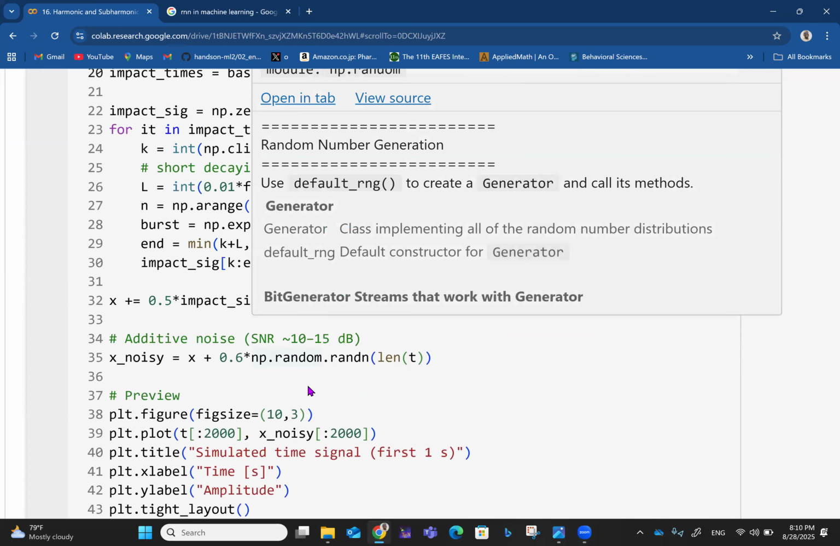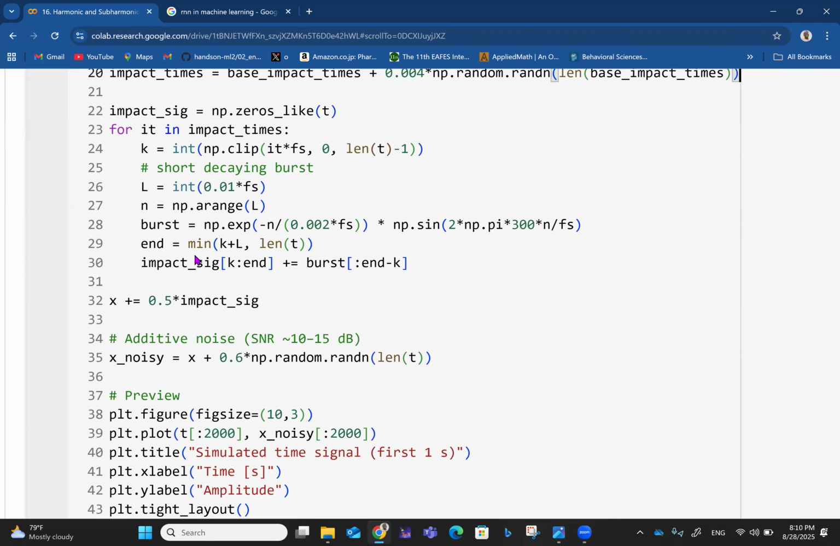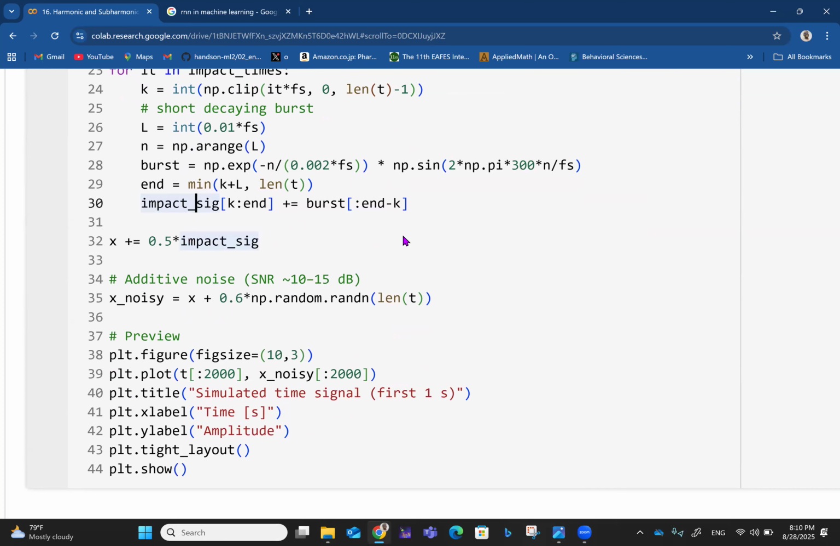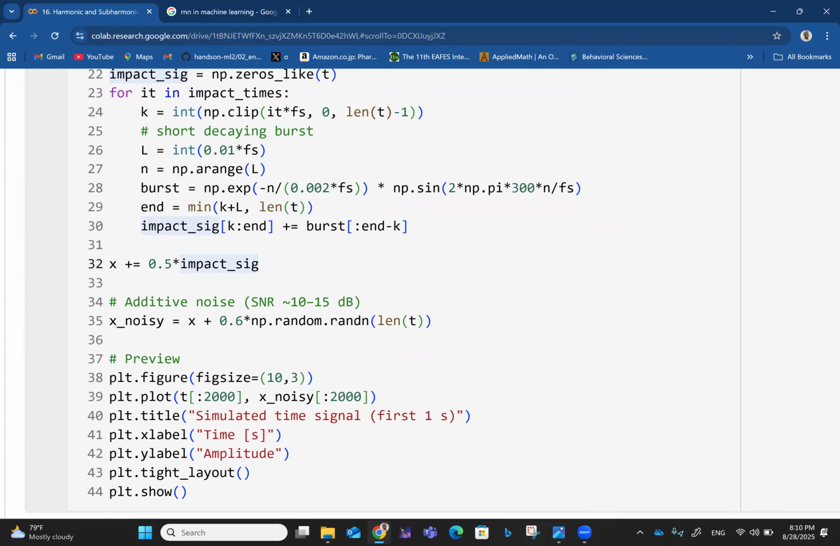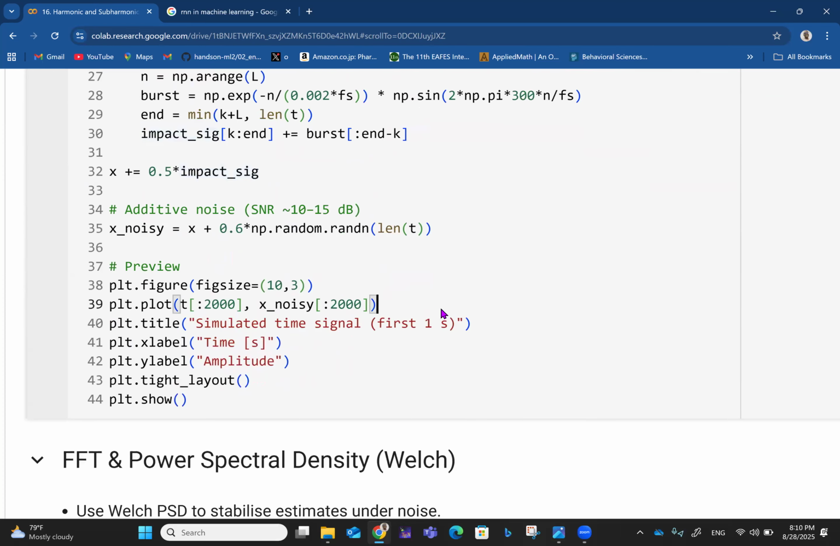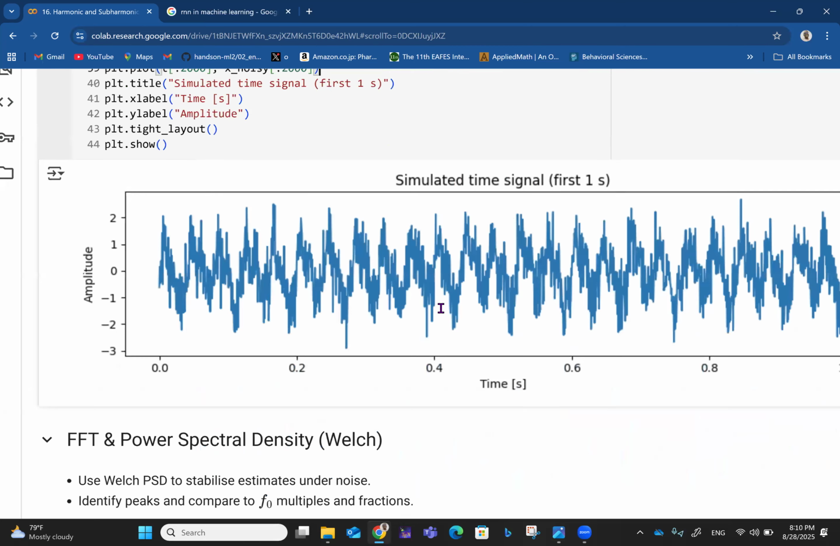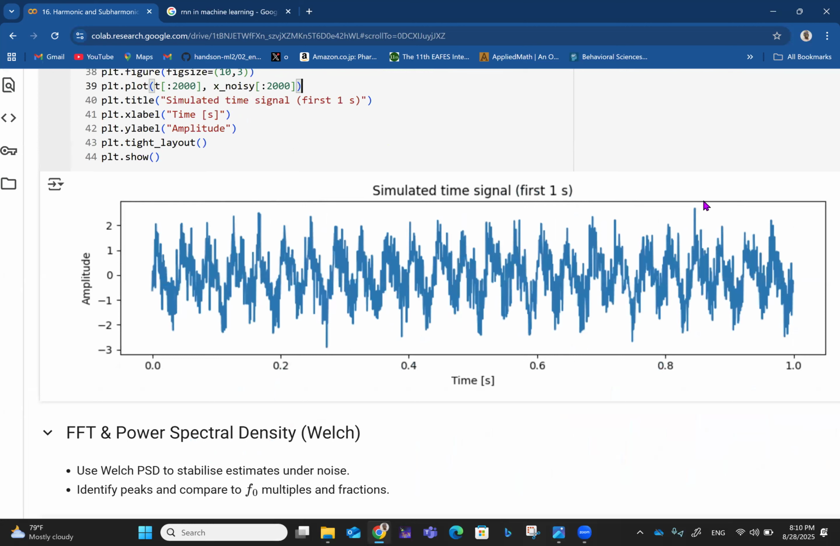You can take time to look at the code a bit more intently, right? So we also have some additive noise. So at the end of the day, we run this and we can get a plot out of this. So we have this plot now. You can see it's all so smooth. So this is the simulated time signal, and after the first is 1 second and all that.